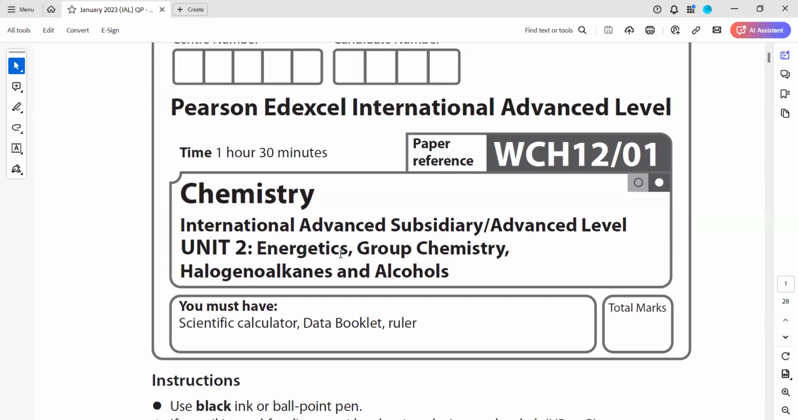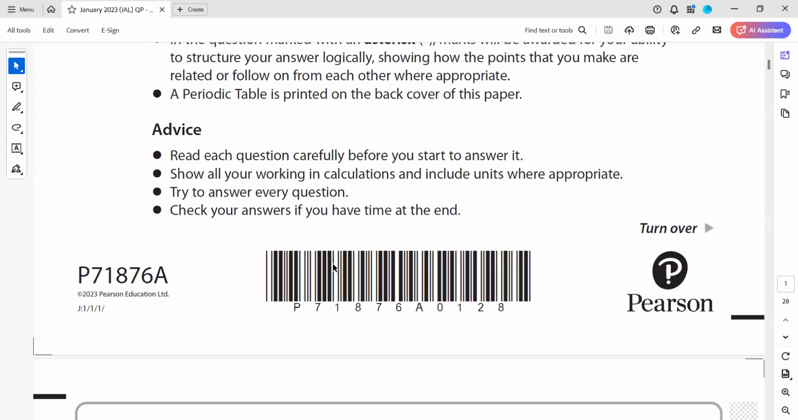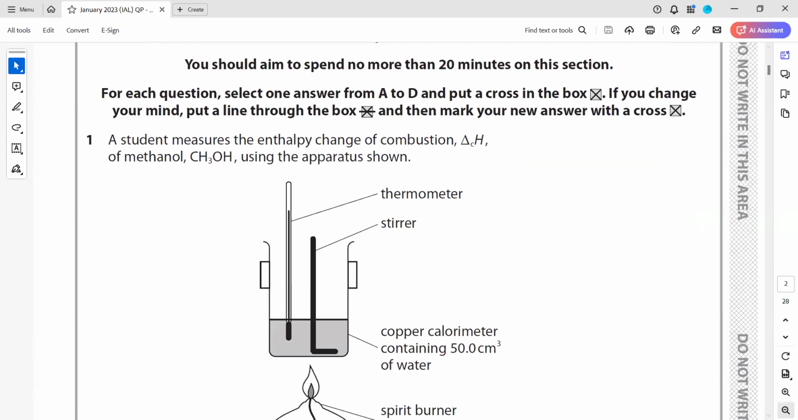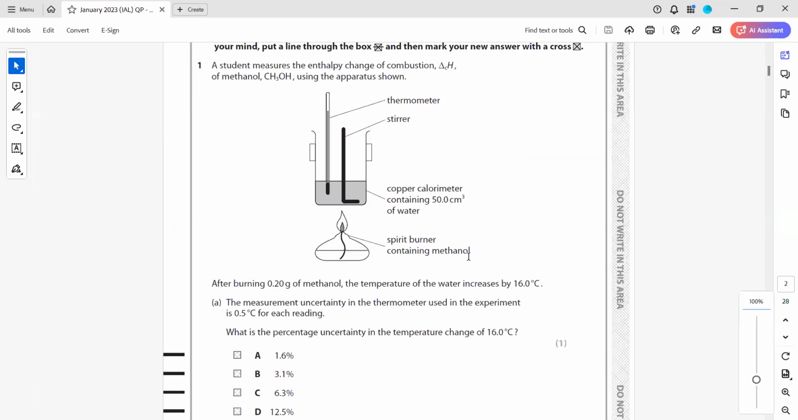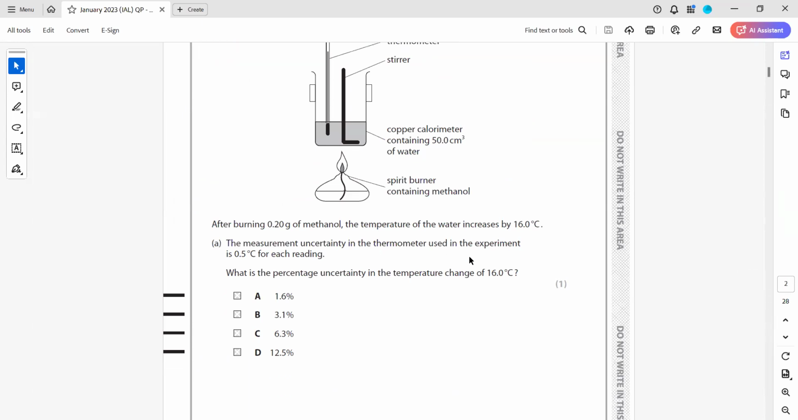This one is the January 2023 paper, Unit 2. We'll discuss the MCQs from this unit. The first one: a student measures the enthalpy change of combustion of methanol. After burning 0.2 grams of methanol, the temperature increased by 16. The measured uncertainty in the thermometer is 0.5 for each reading. What is the percentage uncertainty in a temperature change?